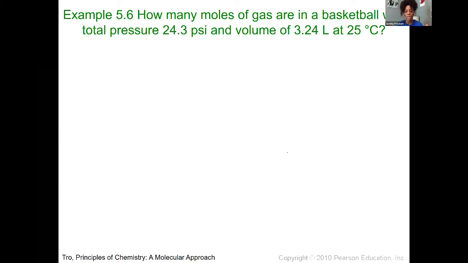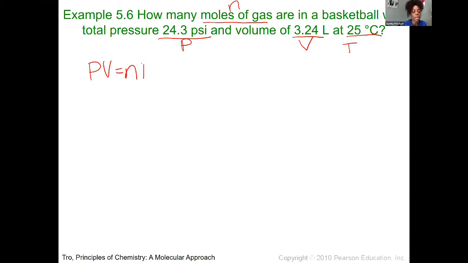So let's look at what information we're provided. So it says, how many moles of gas, so we know we have an N, are in a basketball with a total pressure of 24.3 psi and a volume of 3.24 liters and a temperature of 25 degrees Celsius. Well, in this particular case, I don't see where it says my volume is changing from this to this, or my temperature is changing from this to this. So it's pretty certain that I would be able to use our ideal gas law to solve this problem, because it helps me to relate all of these different variables.